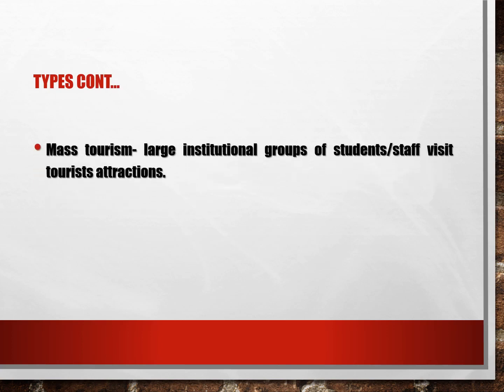We continue looking at types of tourism, and we look at mass tourism. Mass tourism is some kind of organized tourism where large groups organize some visits somewhere. They could be staff members, they could be students. So an institution organizes a trip in mass. That's what we refer to as mass tourism.